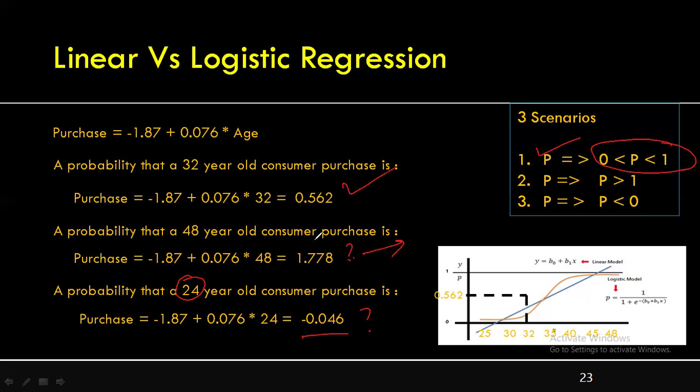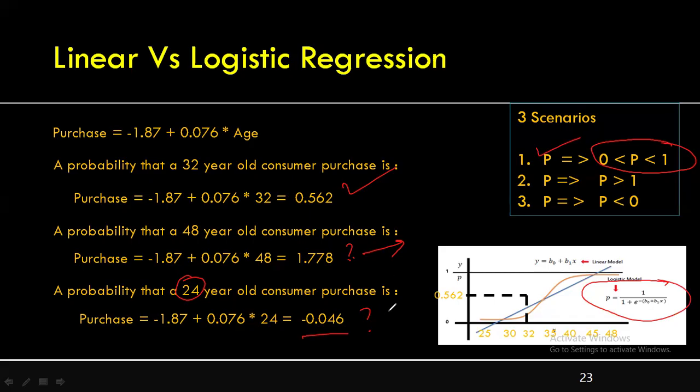Using logistic regression, we have the sigmoid function. Look here, this is called your sigmoid function. What it does is squash your value to any value between 0 and 1. Even though you have 1.778, this equation will squash your value anywhere between 0 and 1, and then it will convert this negative value to a positive value by taking exponentiation.